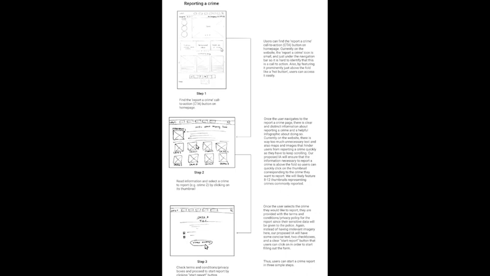Unnecessary text and images from the original design that increase cognitive load and hinder users from reporting a crime will be removed. Once the user selects a crime to report, they are provided with terms and conditions. Again, instead of having irrelevant imagery here, our proposed IA will have concise text, 2 checkboxes, and a clear Start Report button which users can click on to start filling out the form.